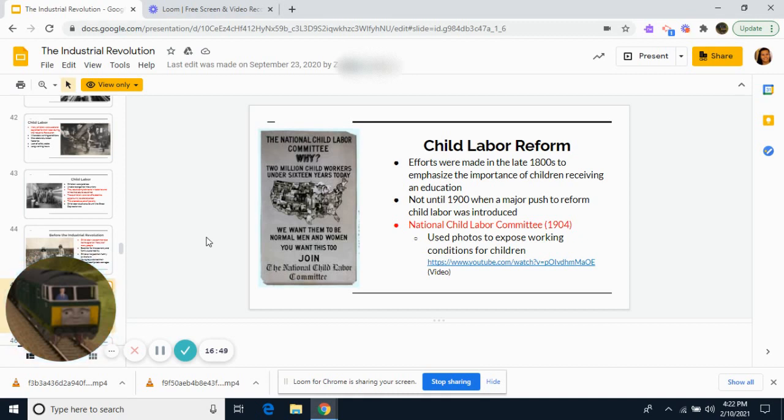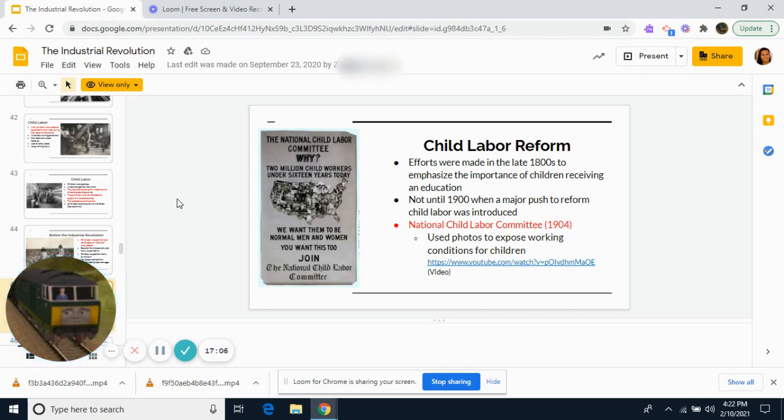Child labor reform. The National Child Labor Committee. Why? 2 million child workers under 16 years today. We want them to be normal men and women. You want this to join. The National Child Labor Committee.